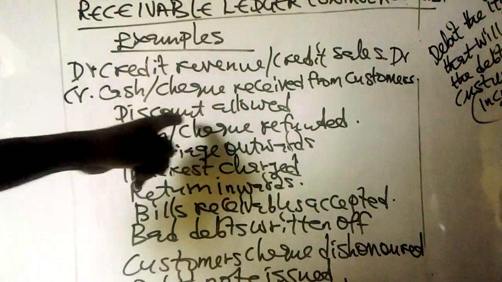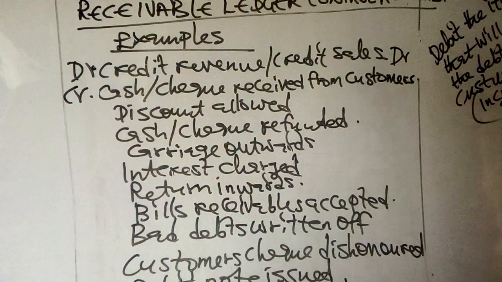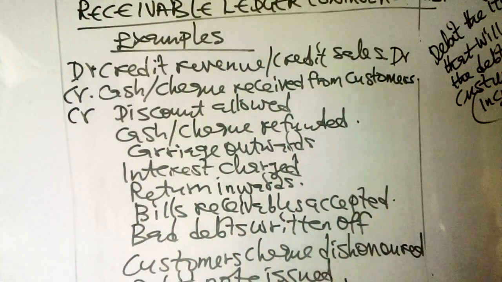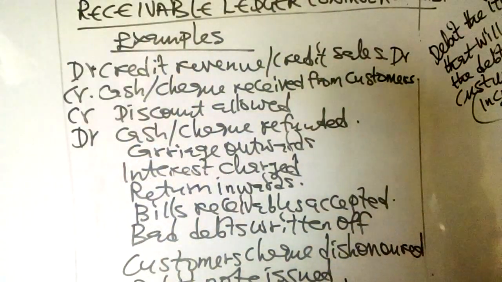Then discount allowed. When you give discount to customers, that will reduce the amount the customer is supposed to pay. So you credit it. Cash or check refunded by customers. So this will lead to an increase. So you debit it. Then carriage outwards.